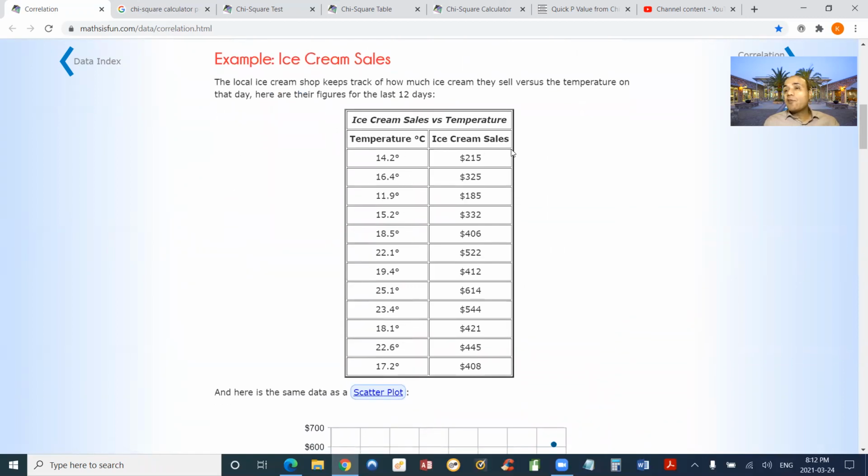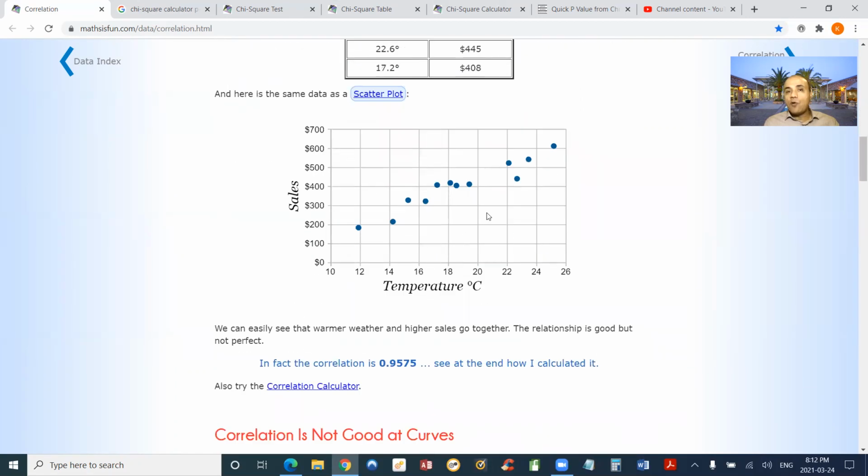Temperature versus ice cream sales. You could potentially see that the temperature has gone up and then came down. Ice cream sales have gone up and then came down. And when you take a look at that, that's your temperature versus the sales in terms of dollars. In fact, the correlation is 0.9575, meaning that as the temperature goes up, your sales of ice cream are going to go up. There seems to be a relationship.